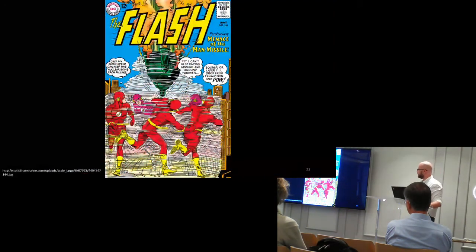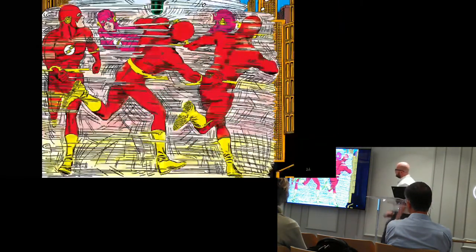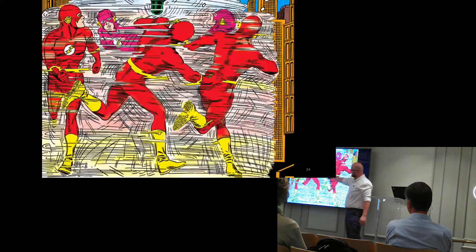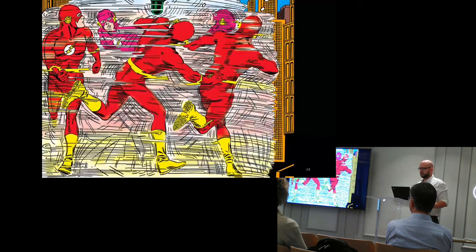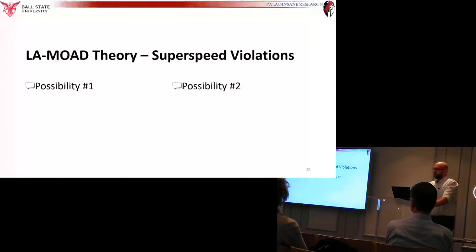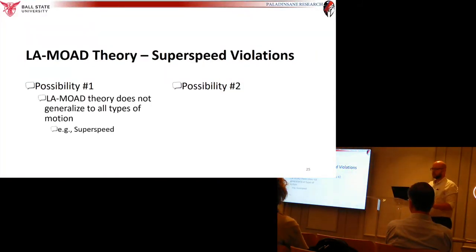We can look again at another cover. I'll zoom in on that. And again, you can see multiple images, action lines, and blurred images all being portrayed for super speed. So we thought, what are the possibilities of these violations? Well, the first possibility is that the Lamotte theory does not generalize to all types of motions. Maybe it does most motions, just not all types. Maybe superhuman speed is the violation.